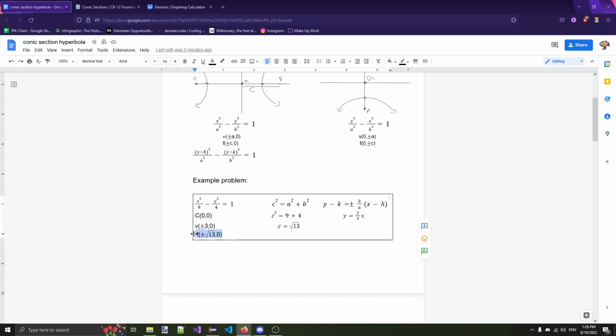And what do we see? Foci at plus or minus radical 13. Isn't that astounding? I'm pretty cool.